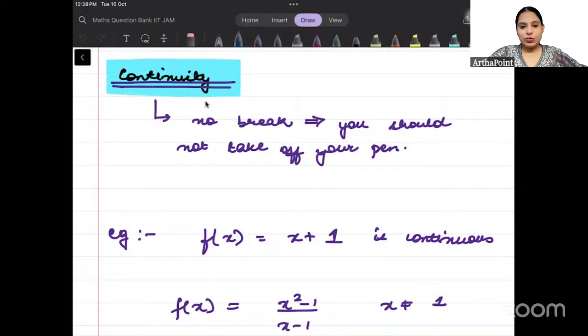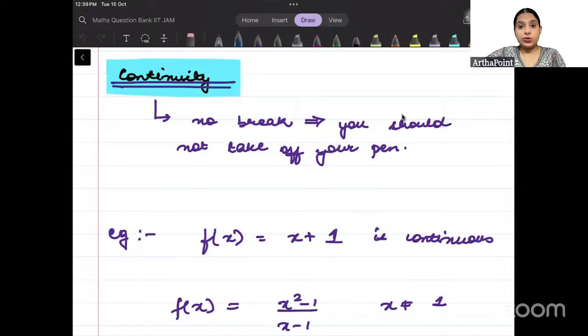Hi, good afternoon, everyone. In the last class, we had talked about limits. Today, I want to talk about another important aspect, which is continuity, right? Limit and continuity are very much related to each other.